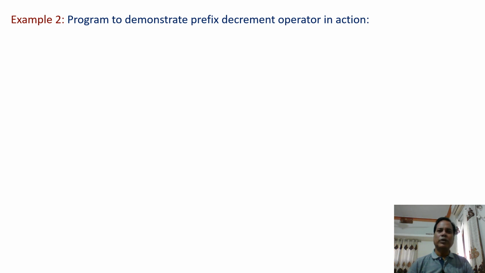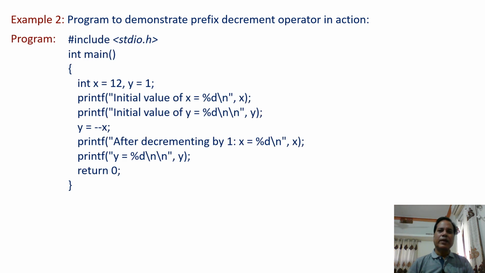In this program to demonstrate the prefix decrement operator in action, we will discuss the working of the prefix decrement operator. Now we are having a program like this one. So we will just discuss the working of the prefix decrement operator, because other statements are as we have discussed in the previous example. So in this prefix decrement operator, here the statement y equal to minus minus x, then semicolon.